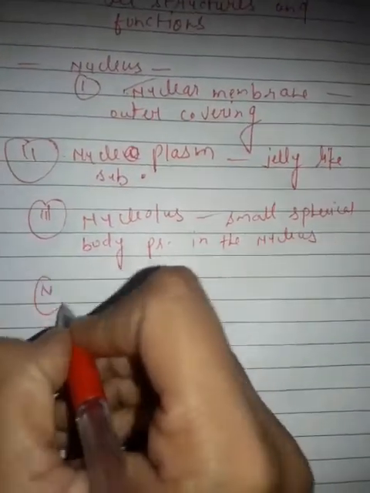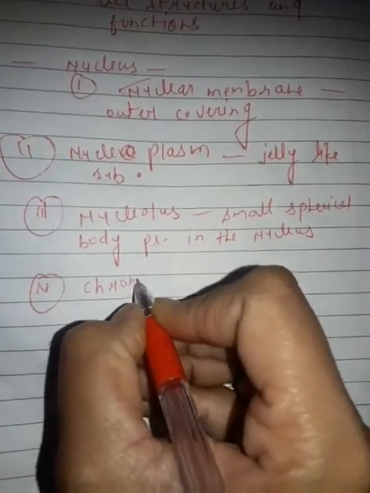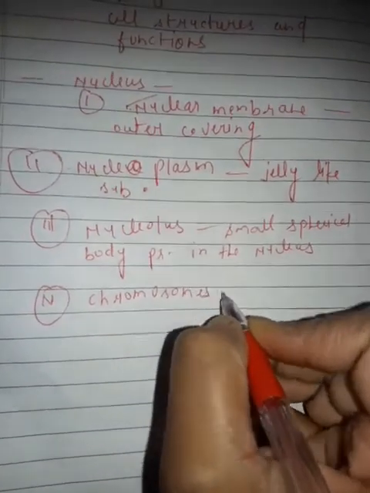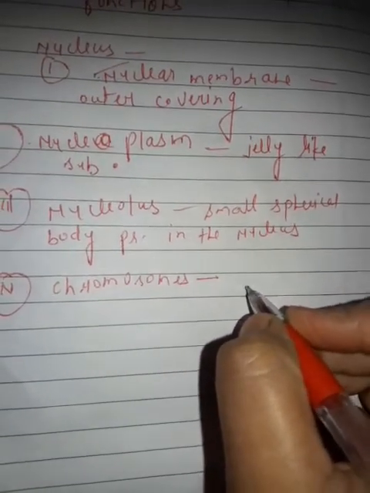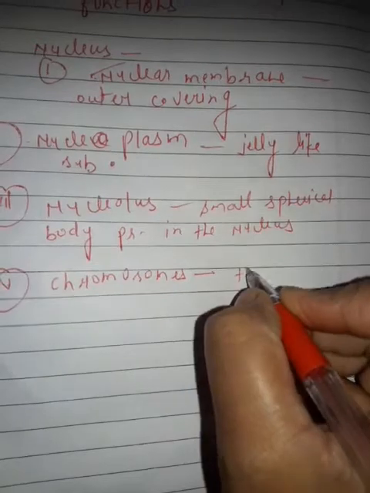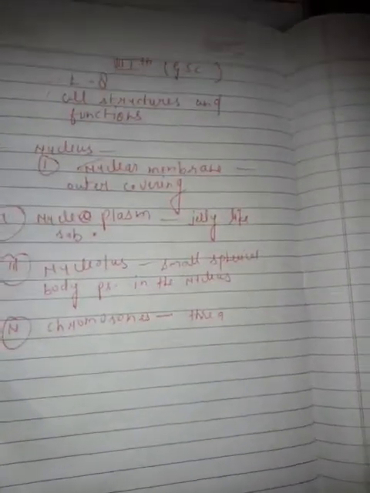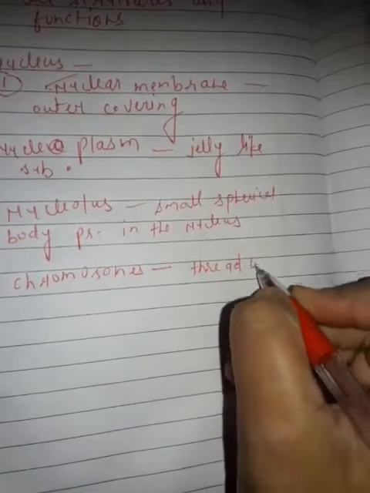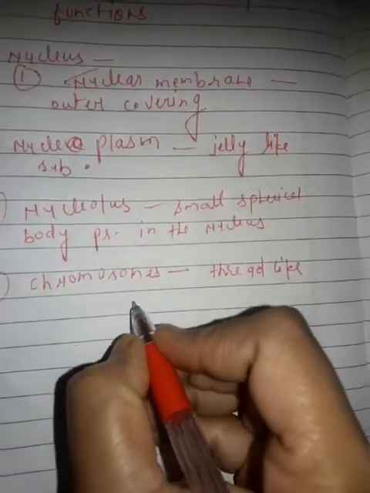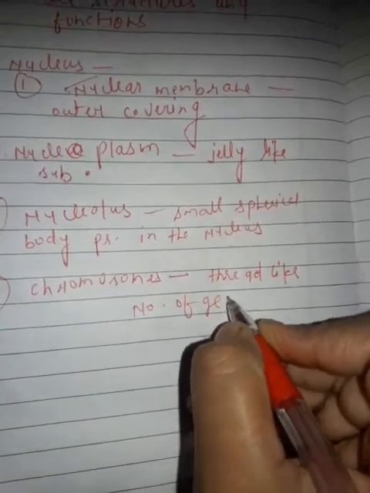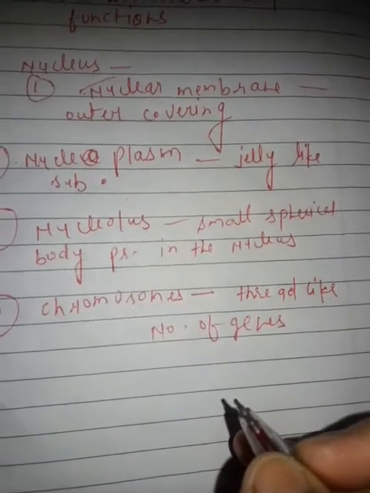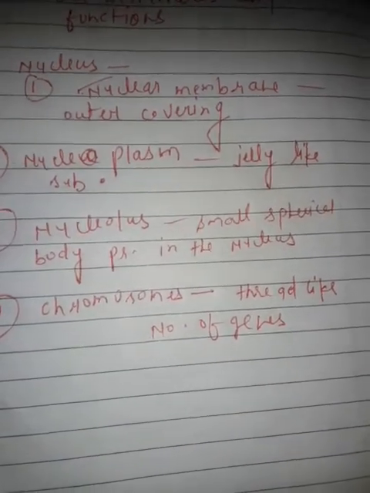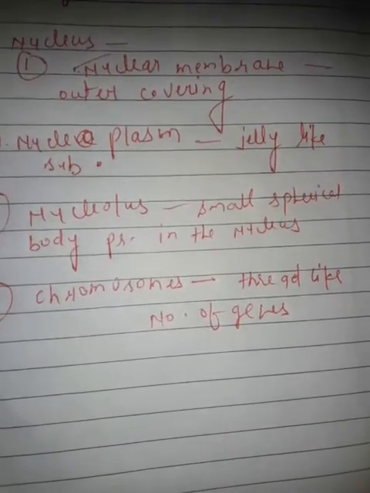And the fourth part is the chromosomes. Chromosomes are thread-like structures which carry a number of genes. The chromosomes and the genes play an important role in the inheritance of characters from one generation to the next generation, from the parent to the children.